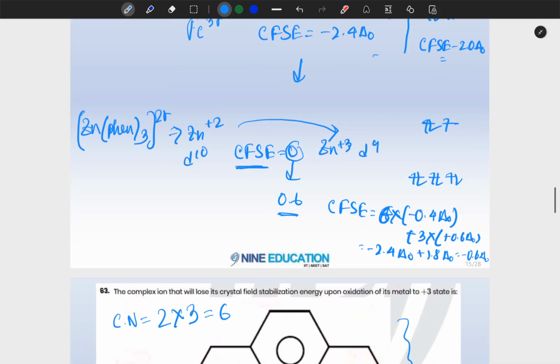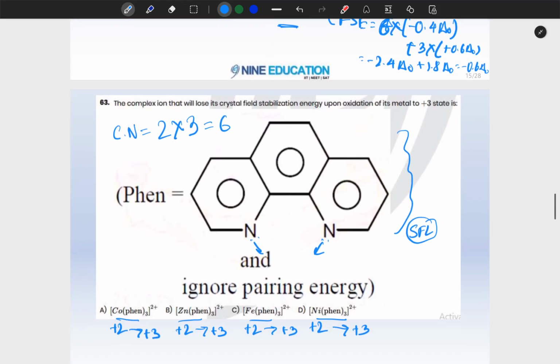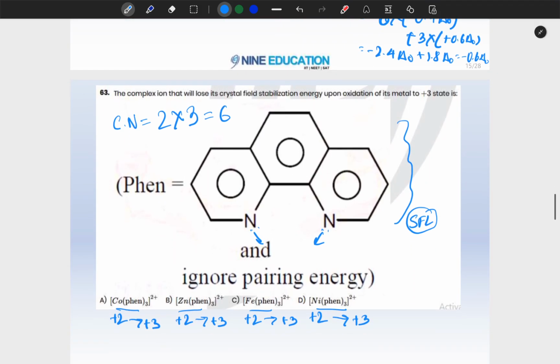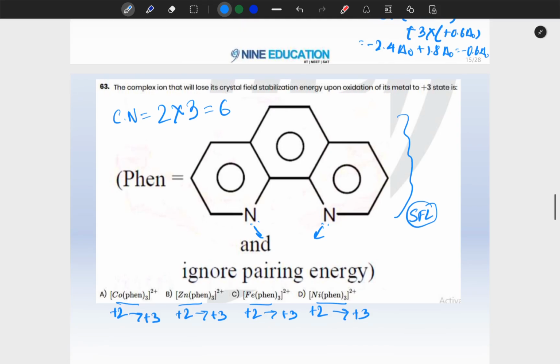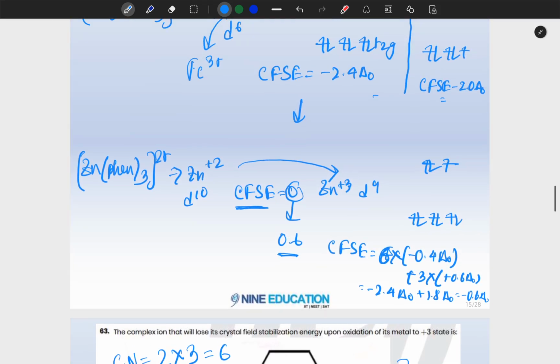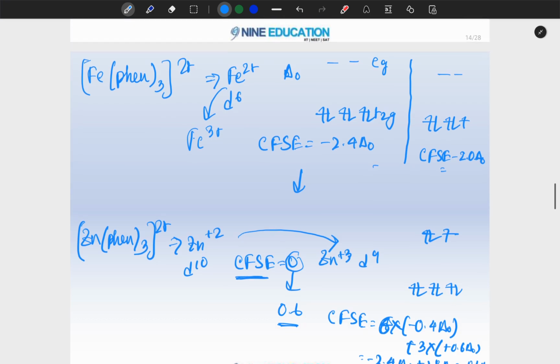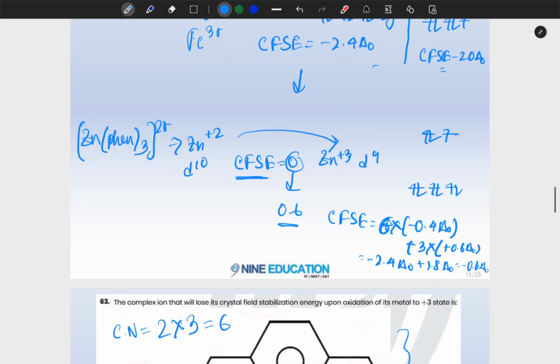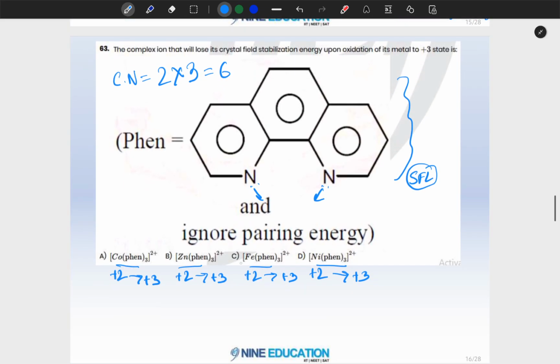But in all the other options that we have checked till now, in the cobalt and zinc complexes, because of the increase in the oxidation state, the complex was gaining stability. But in the case of iron, the complex will be less stabilized because of the decrease in the magnitude of CFSE. So that's why C should be the correct answer, because we have to find out which complex will lose CFSE value when it is oxidized from +2 to +3.